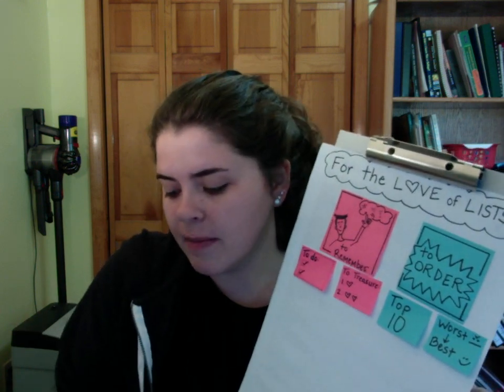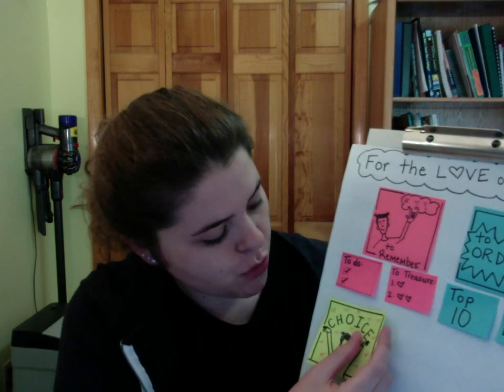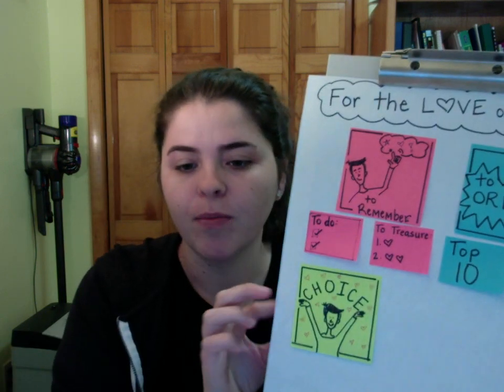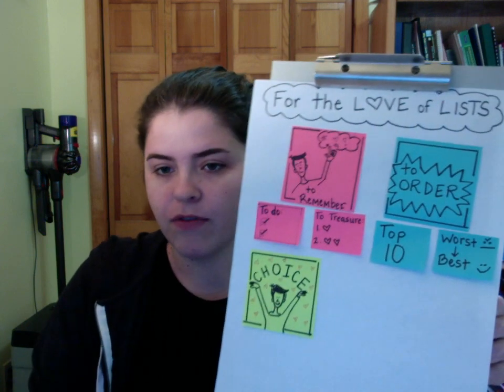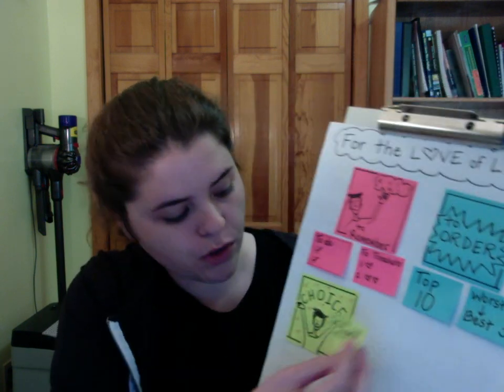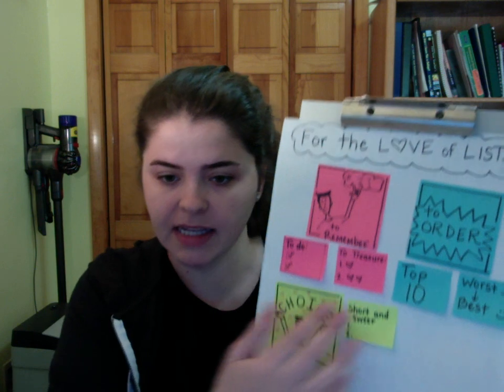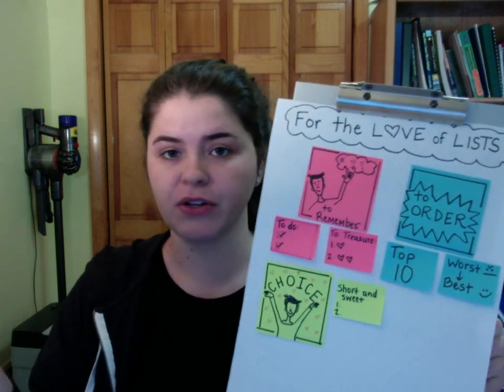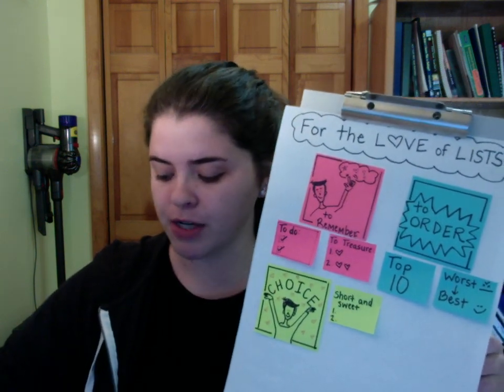Okay, so these are the two reasons why people usually make lists, and here were some examples. Let's talk about how you get some choice in how you make your lists. So if you want to keep your list short and sweet, you don't want to do a top 10 list, you want to do maybe 2 or 3 things on your list. That's fine, you have that option.